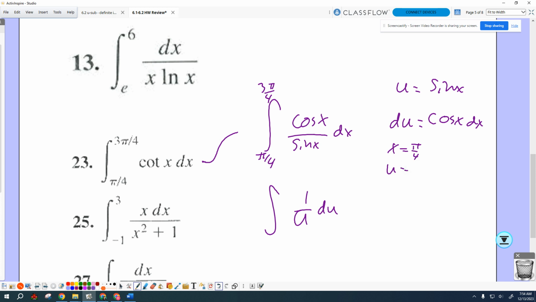Sine of pi over 4 is root 2 over 2. Sine of 3 pi over 4 is also root 2 over 2. Ooh, gross. 1 over root 2, 1 over root 2. Area under a dot is 0. Or you could have reverted back to things and done the not very smart way that the book evidently showed.